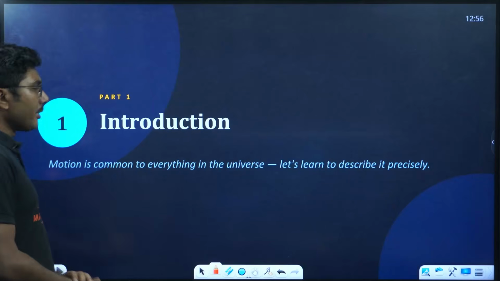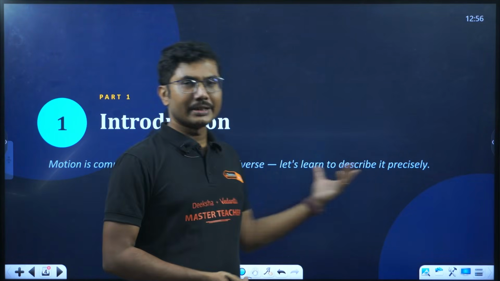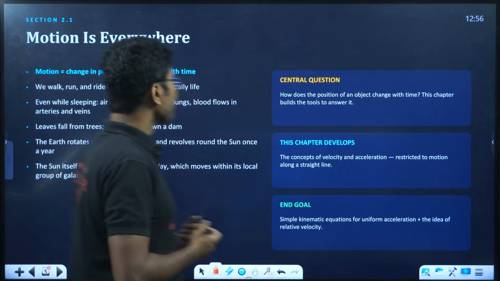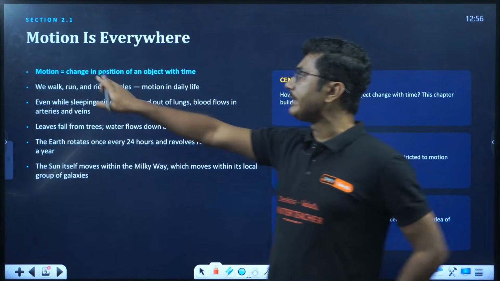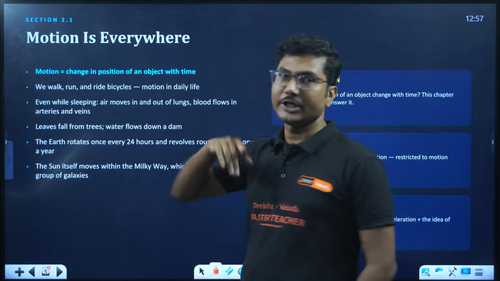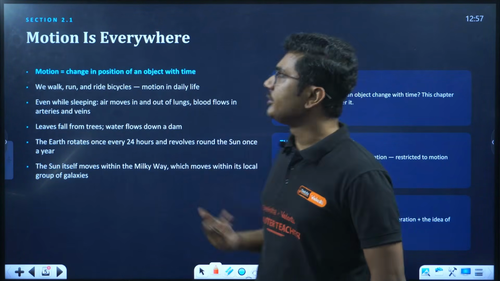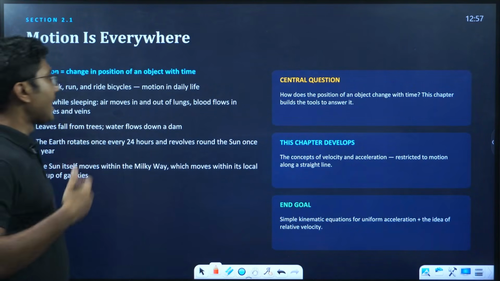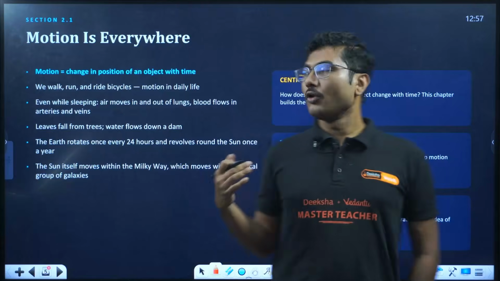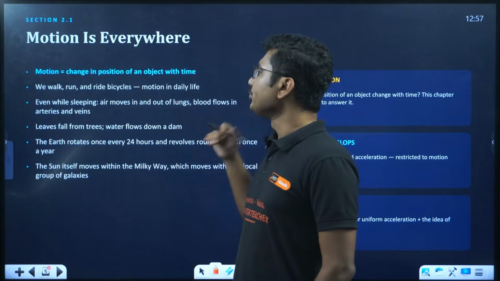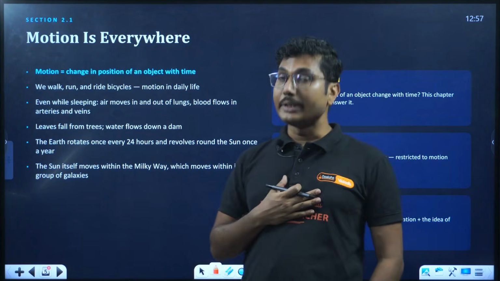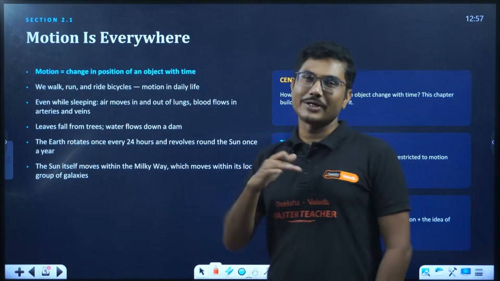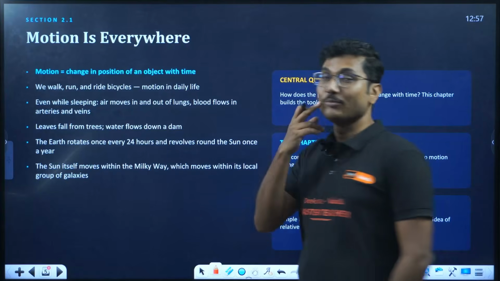Motion is common to everything in the universe. Let's learn to describe it precisely. We will see why I am saying that motion is universal. Now what is motion? Motion is change in position of an object with time. If the position is changing with time, then we call it motion. We walk, we run, we ride a bicycle. Motion is in daily life. Even while sleeping, air moves in and out of our lungs, so we breathe. If we stop breathing, we will die. So definitely we are breathing whenever we are sleeping also. That means some motion is involved there.